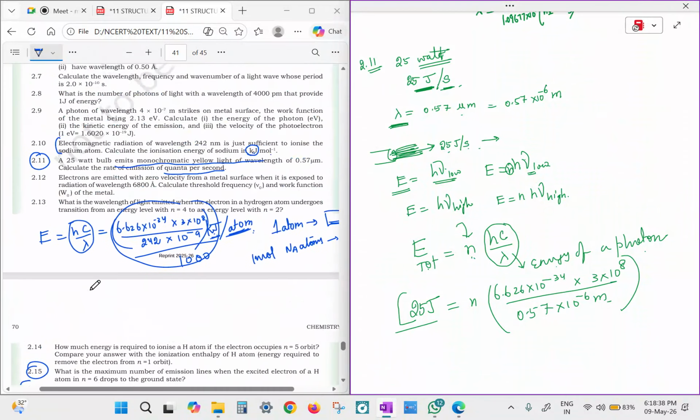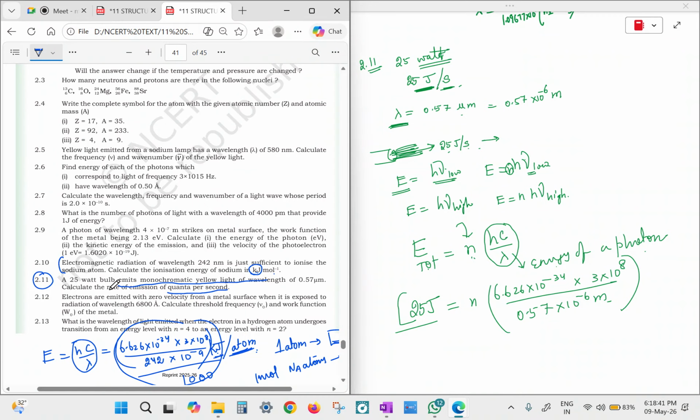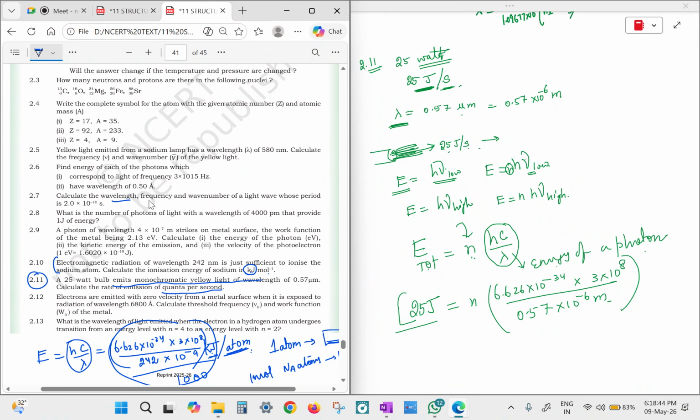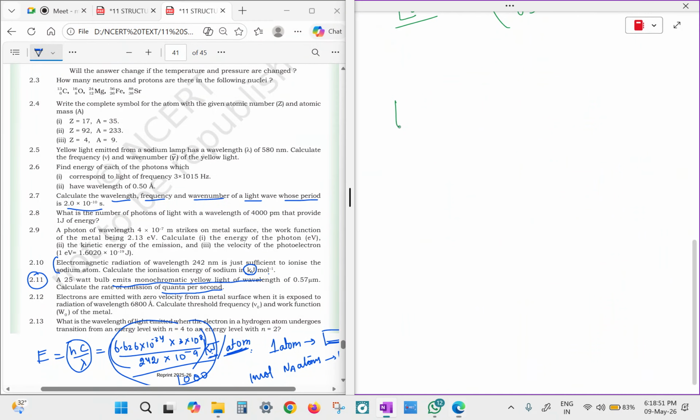I'll just check if any other question is there. These are regular questions. Calculate the wavelength, frequency, and wave number of light whose period is given. What is period? If you talk about time period, its unit should be seconds. That means, doesn't it look like the inverse of frequency? Frequency is per second, so the inverse would be in seconds. So time period is equal to the inverse of frequency, expressed in seconds. Clear?